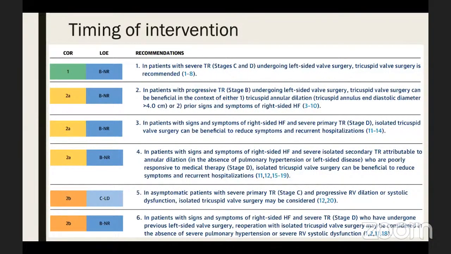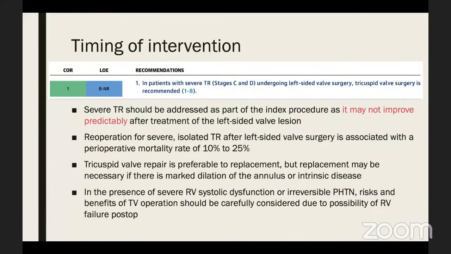All right, moving on to the timing of intervention. These are the latest guidelines in the 2020 American Heart Association guidelines. We'll talk about each individual one in the next slides. So first of all, the first recommendation, in patients with severe TR, stages C and D, undergoing left-sided valve surgery, tricuspid valve surgery is recommended. This is class 1, level of evidence B.